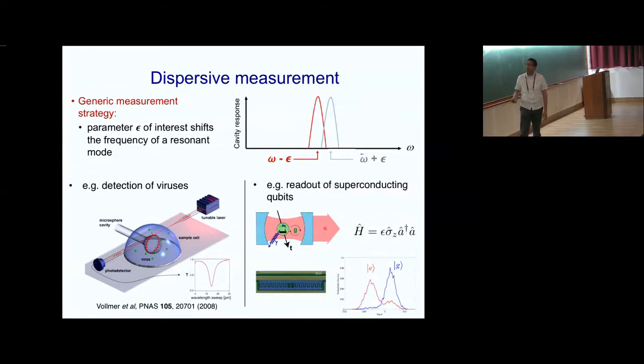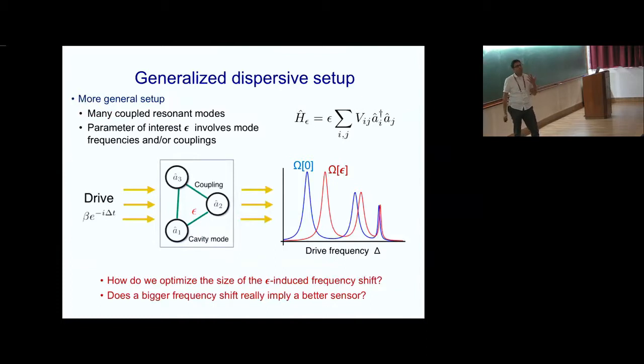applications. The first thing you could think about is, one resonance is good, but how about many, many resonances, many, many modes? You could think about a generalized kind of dispersive measurement, where you have many interacting, linearly coupled modes.